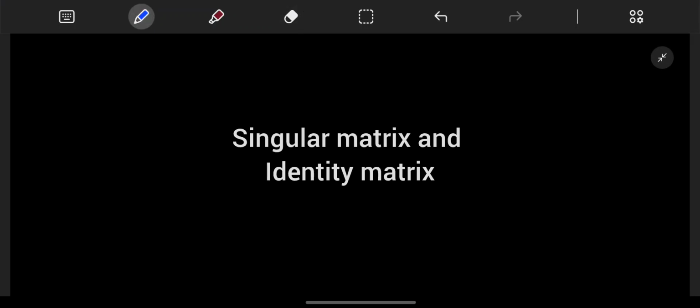Hello learners! In this lesson we're going to be talking about a singular matrix and an identity matrix. So let's go ahead and start with a singular matrix.